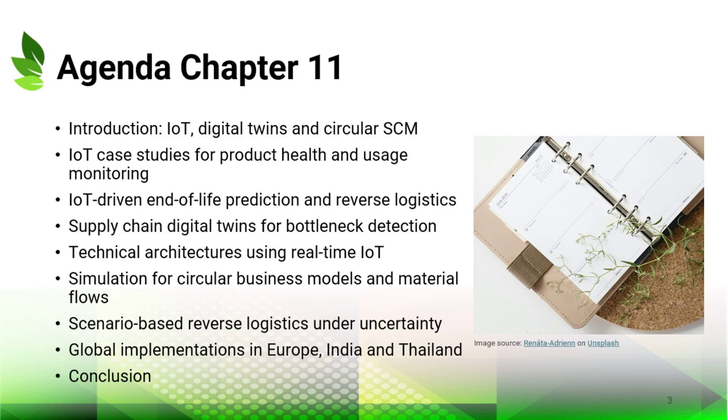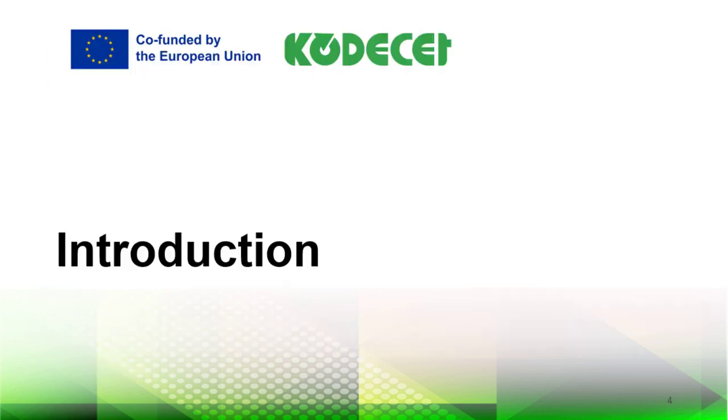We then turn to simulation for circular business models, scenario-based reverse logistics under uncertainty, and global implementations in Europe, India, and Thailand. The presentation closes with the main conclusions and research gap. Use this roadmap to connect each section to the next. We will start the introduction with IoT and digital twins as enablers of circular supply chain management. It frames the core question: how live data and virtual replicas support circularity across product lifecycles.